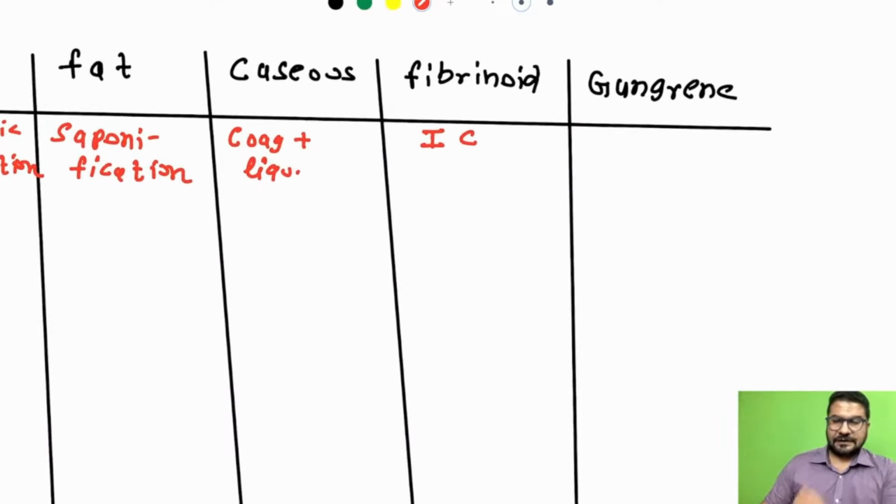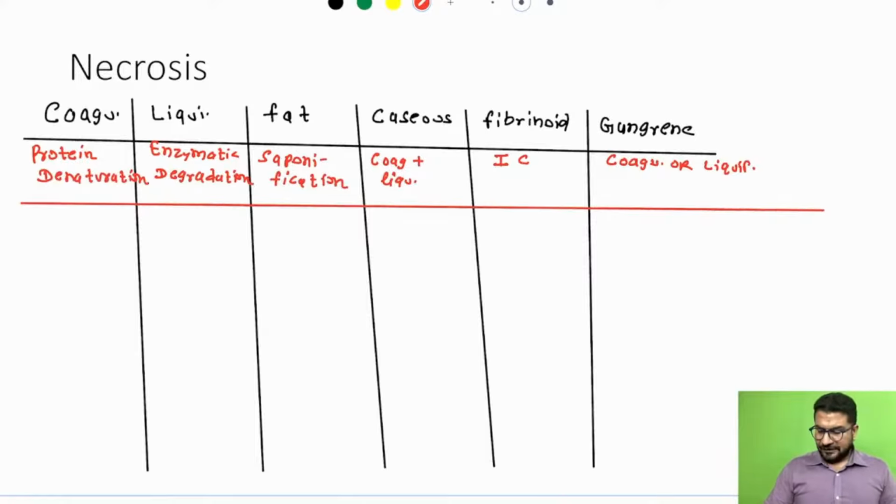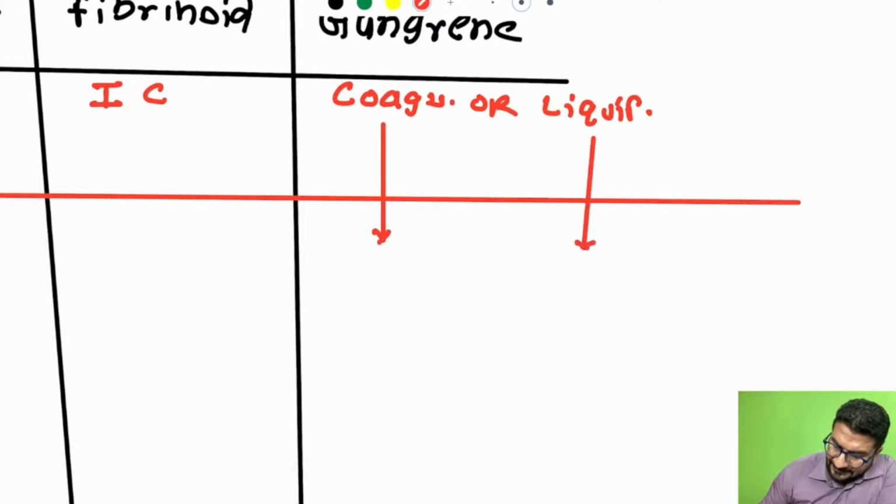And gangrene again, you will see it is coagulative or liquefactive, it can be both types here. So these are the reasons. Now they ask you where you will see each type of gangrene. In gangrene, if liquefactive necrosis is more, we call this wet gangrene. If coagulative is more, we call this dry gangrene.